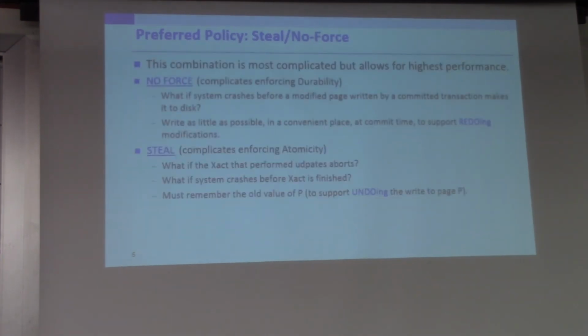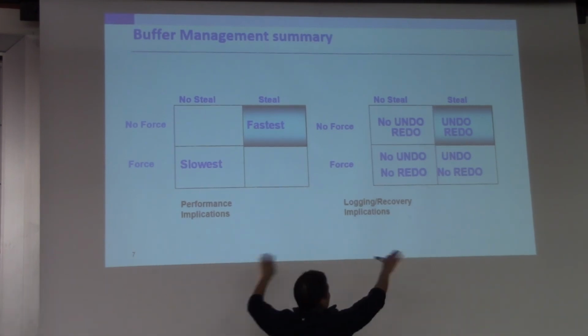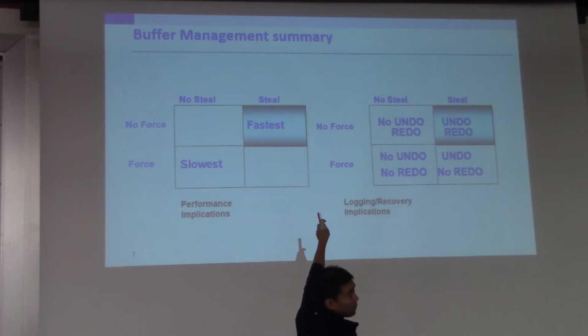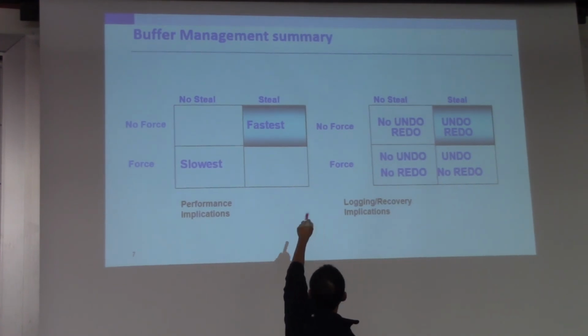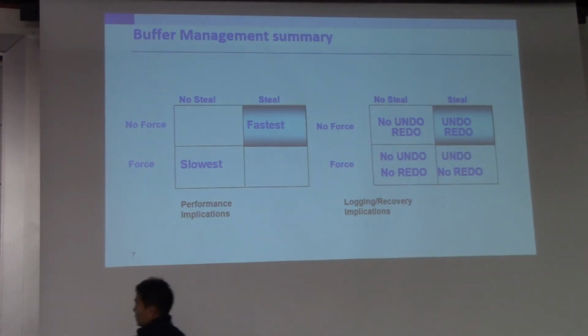Okay? So essentially this is the picture. We want that upper corner on the top right, which is steal and no force, but then you need to worry about both undo and redo. Undo to ensure atomicity and redo to ensure durability. For example, redo to ensure that if the system crashes, this is lost, but I can still recover this if it has committed. Undo in case it's aborted, and you still allow changing this back to the original aborted blue color. Okay?